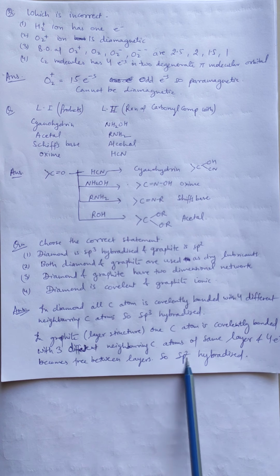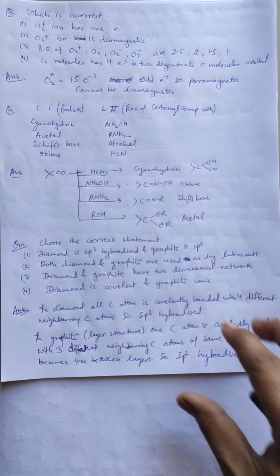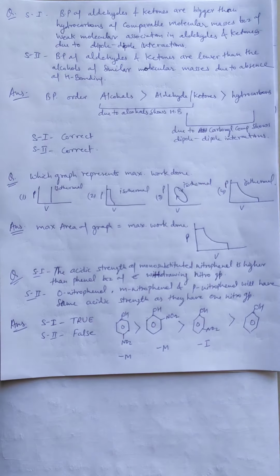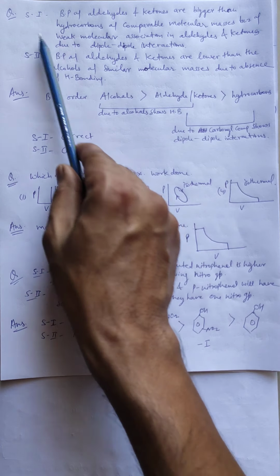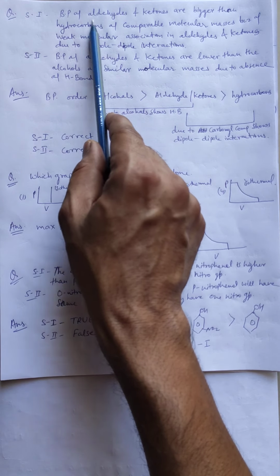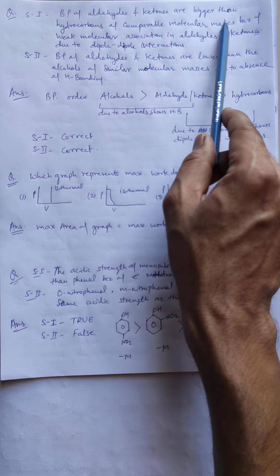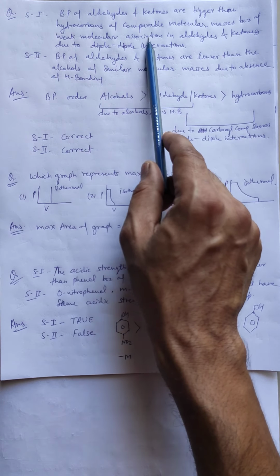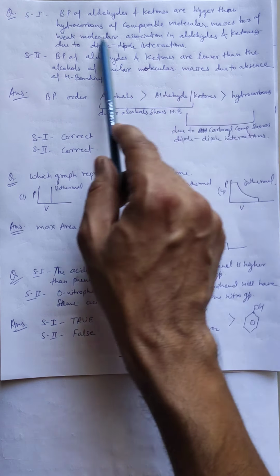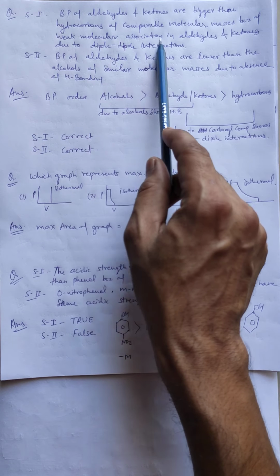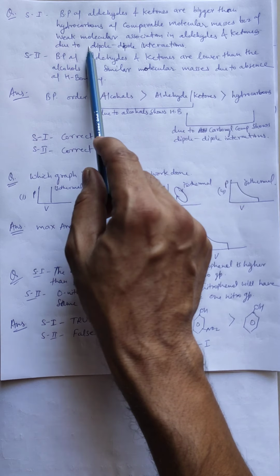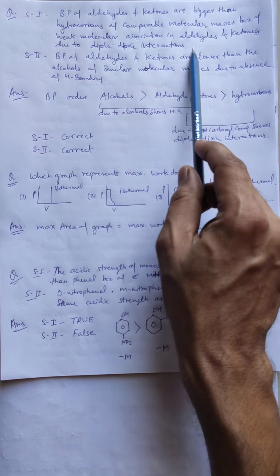So sp2 hybridized. Right? Now the next is question statement 1. Boiling point of aldehydes and ketones are bigger than hydrocarbons of comparable molar masses because of weak molecular association in aldehydes and ketones due to dipole-dipole interactions.